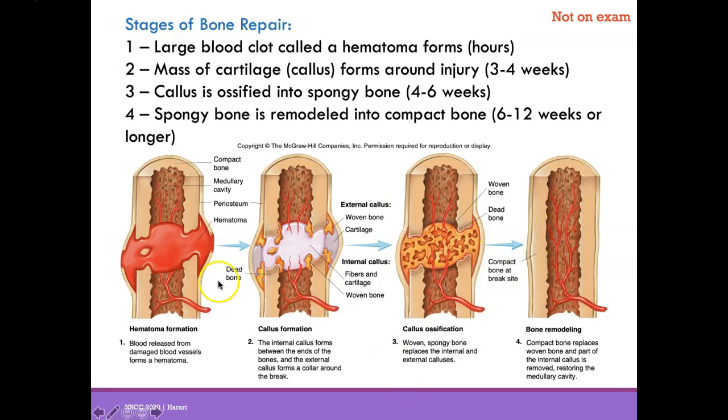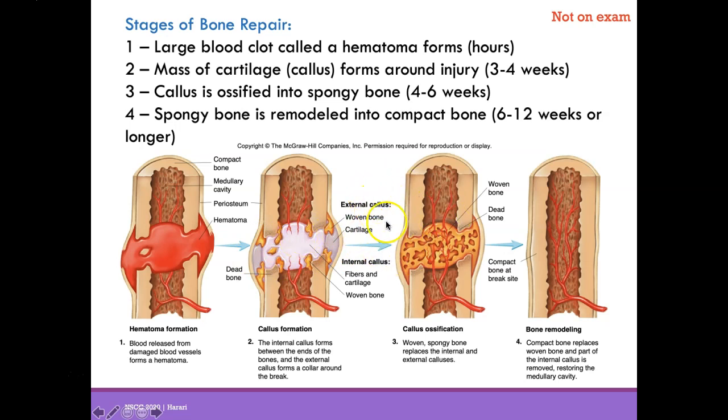So these are the stages of bone repair. What first happens is a hematoma forms, so a large blood clot forms, and blood is released from the blood vessels that were damaged from the bone break, from the fracture. That basically causes everything to clot and prevents any external bleeding. You then have cartilage start forming. It's called the callus. This takes up to a month to occur. Between the two ends of the bone, you start having some callus formation of cartilage, and it also forms a collar around the break. It's kind of like gluing it back together.